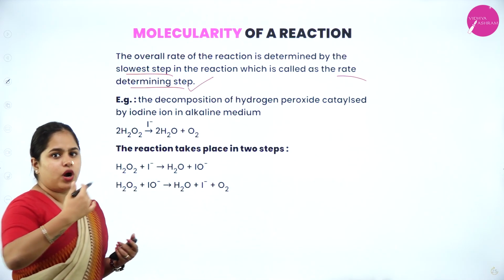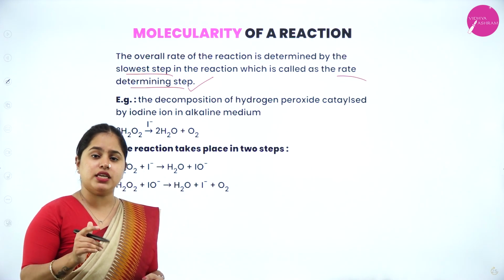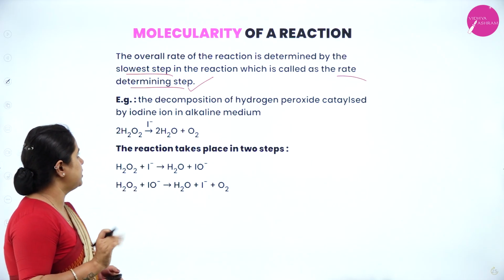So there will be 1 or 2 or more than 2 steps for that reaction. So in that case, which is the step? The one having the slowest rate will be called the rate determining step, right?